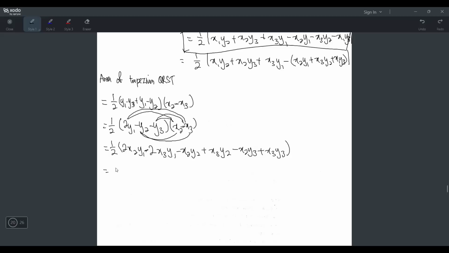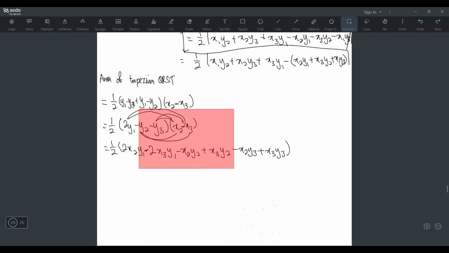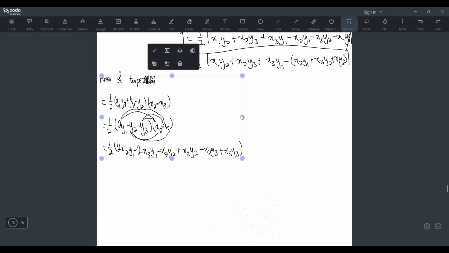Now done already. Can we simplify this further? X2y1, I don't think you can. I think you cannot do anything already, because they are all not the same thing. This one is x3y3, and they are all not the same. So I think that's all. So this is the area of trapezium.